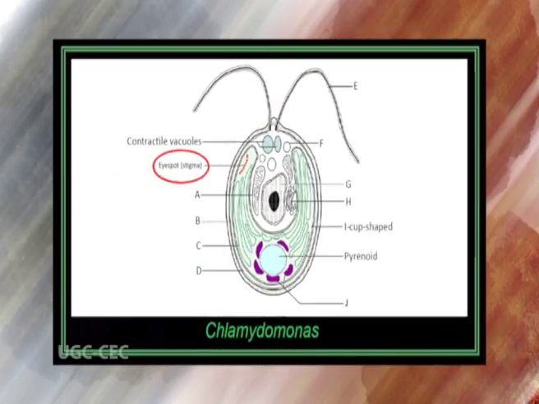The eye spot is made up of a curved pigmented plate. The plate contains 2 to 3 parallel rows of droplets or granules containing carotenoids. Now, reproduction in Chlamydomonas.